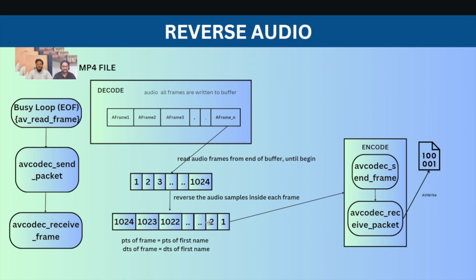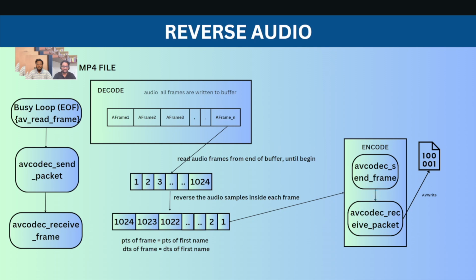In case of video, you just need to read it from the back because there are no samples here. You just need to write that particular video frame into the encoder. Here you need to read and then write this to the encoder.